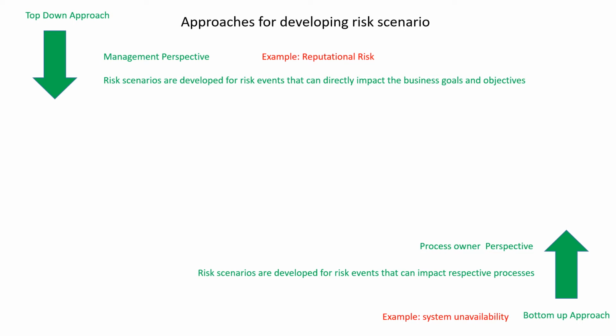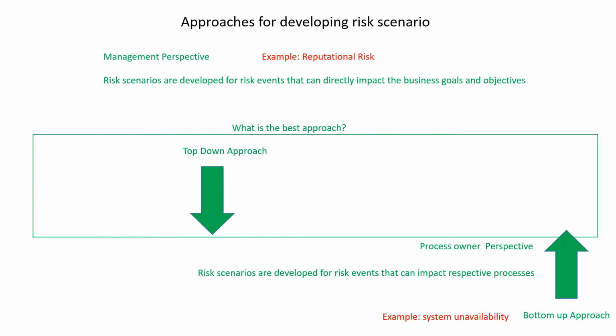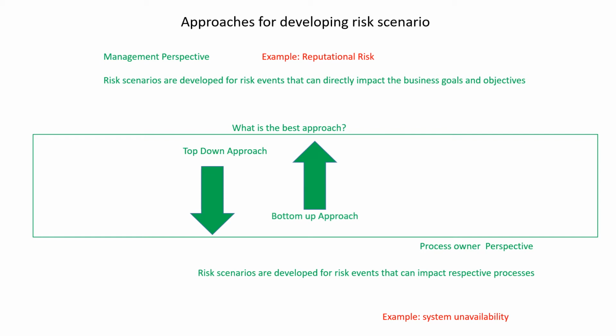In top-down approach, higher level risk like reputational risk are considered. Management is more concerned about the reputation of the organization. Whereas process owners consider risks related to their respective process, for example, system unavailability, etc. Question arises, what is the best approach? Obviously top-down approach is one of the important because it involves higher level of events and risk that impact the organization. But at the same time, we cannot ignore bottom-up approach. So, both the approaches should be used simultaneously as both are complementary to each other.